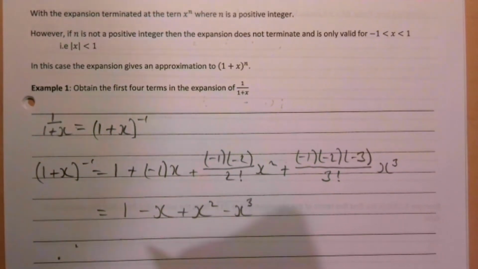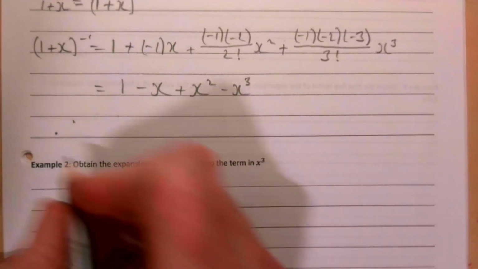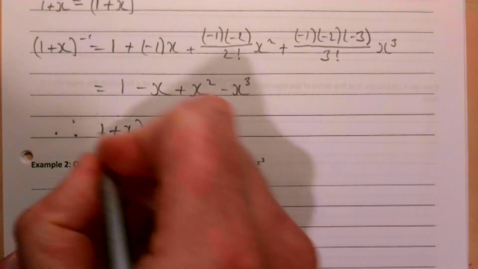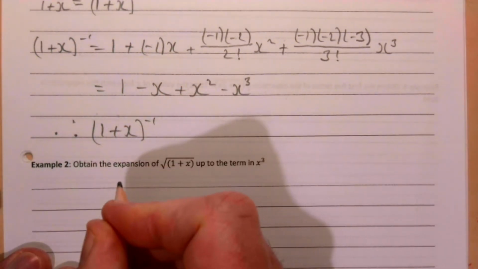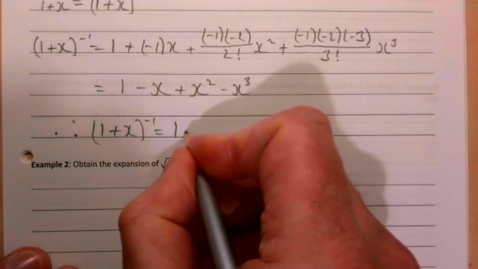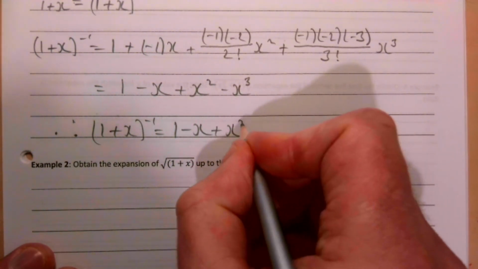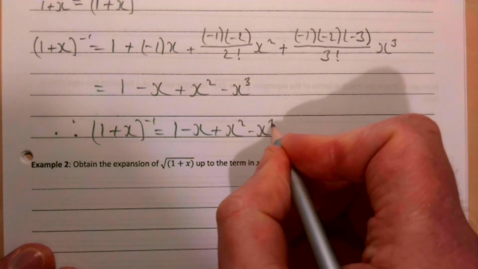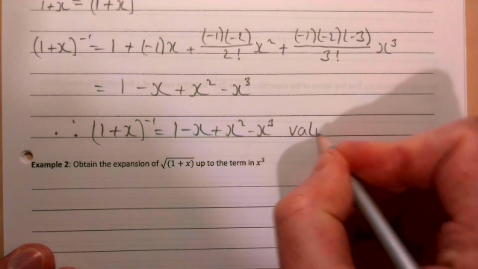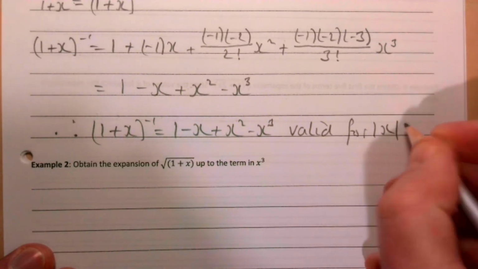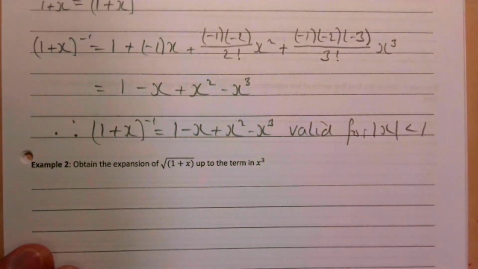Therefore, final line here: 1 plus x to the power of -1 equals 1 minus x plus x squared minus x cubed, and that's valid for modulus of x is less than 1.